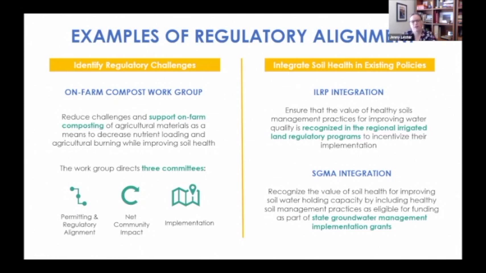So some of the examples of what we're working on so far is really on regulatory effort alignment. So we launched already a federal-state on-farm compost working group. This might seem easy to some people, but we have our Cal EPA, we have our federal EPA, we have our State Department of Food and Agriculture, and we have a federal Department of Agriculture, and making sure that all of us are talking and working together as we address composting. So compost practices and what are the regulations that are required for composting.